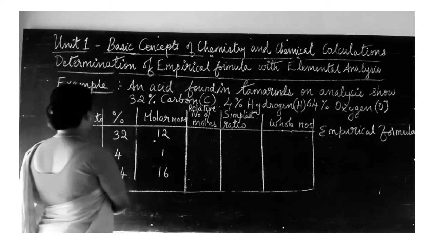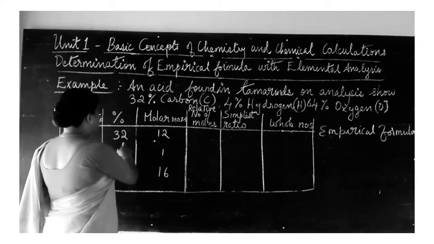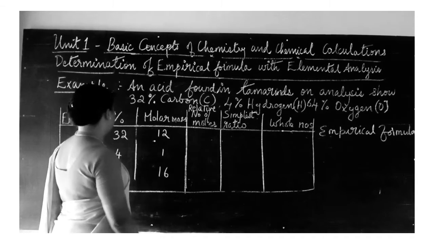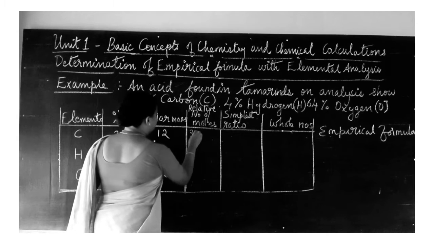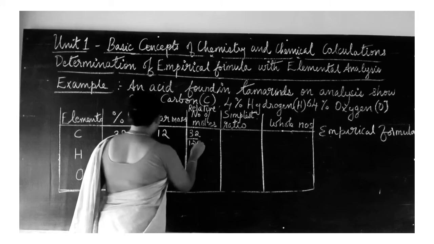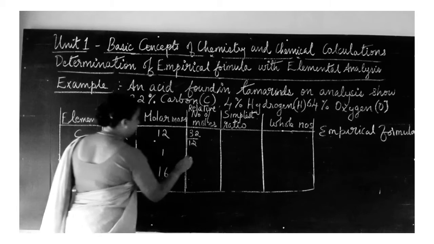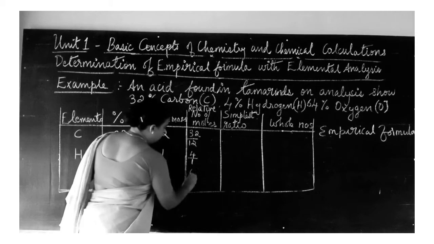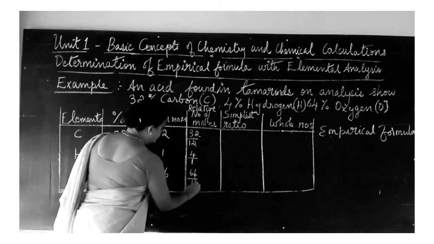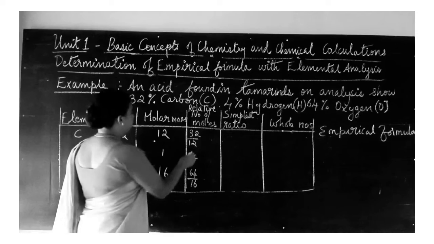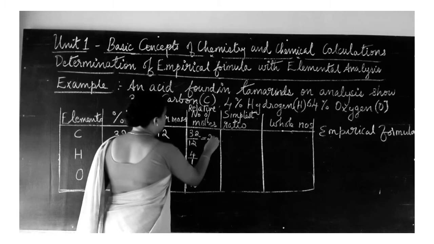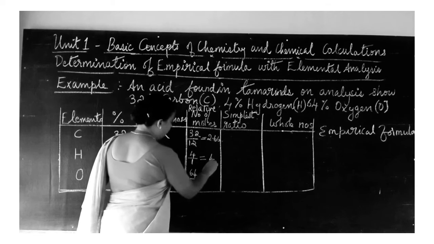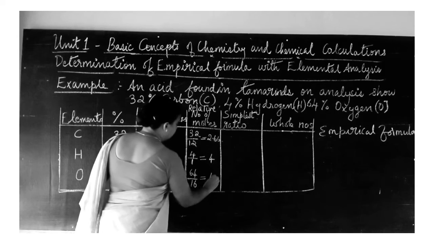How do we calculate the relative number of moles? You divide the percentage by the molar mass to get the relative number of moles. That is 32 divided by 12 in the case of carbon, 4 divided by 1 in the case of hydrogen, and 64 divided by 16 in the case of oxygen. So 32 divided by 12 is 2.66, 4 divided by 1 is 4, and 64 divided by 16 is 4.